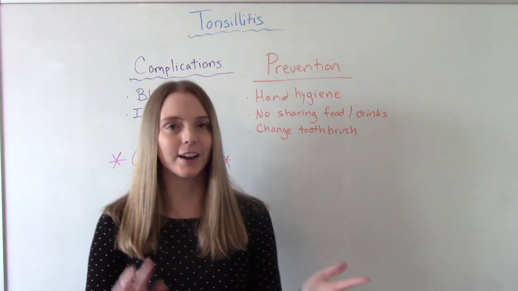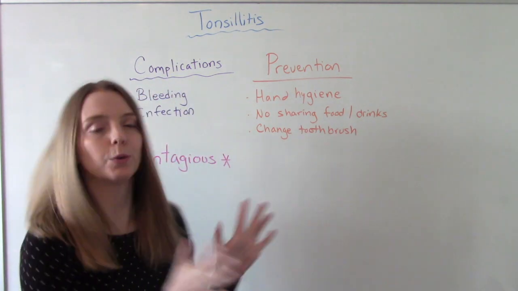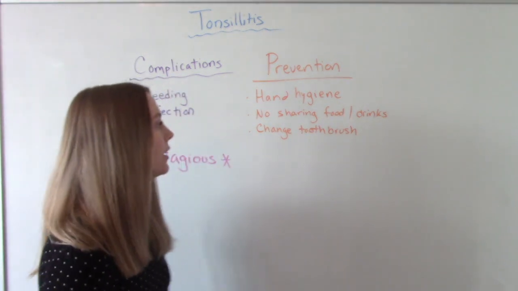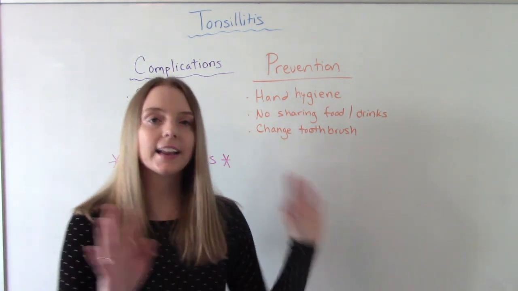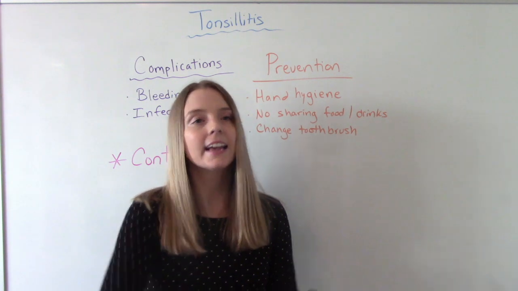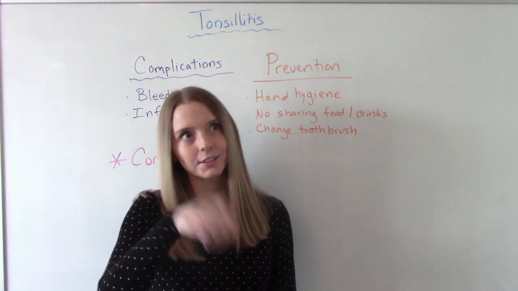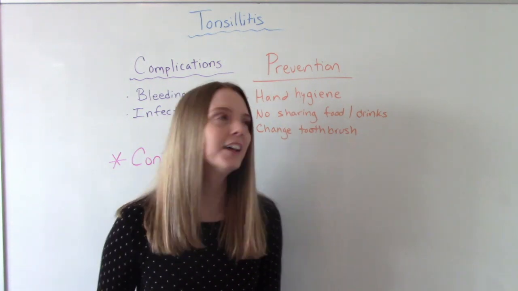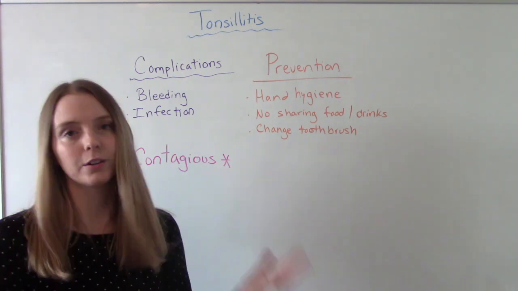So teaching them good hygiene practices, good hand hygiene, not sharing food and drinks with other people, and then to change their toothbrush. So if they're having any symptoms or they have been officially diagnosed with tonsillitis, get a new toothbrush, okay? Don't keep using that same one that you were using because you're just going to keep reinfecting yourself. So, good hygienic practices, that is the best way to prevent this from happening.